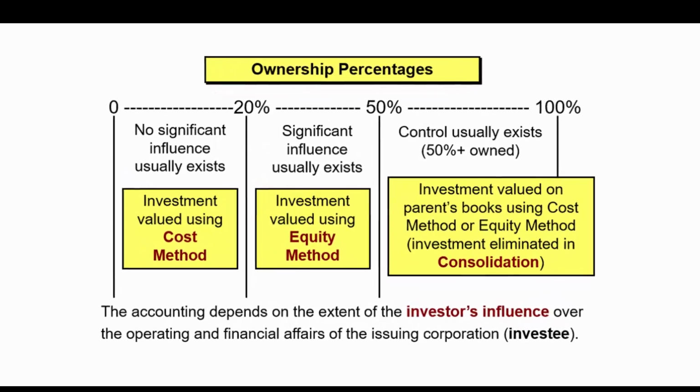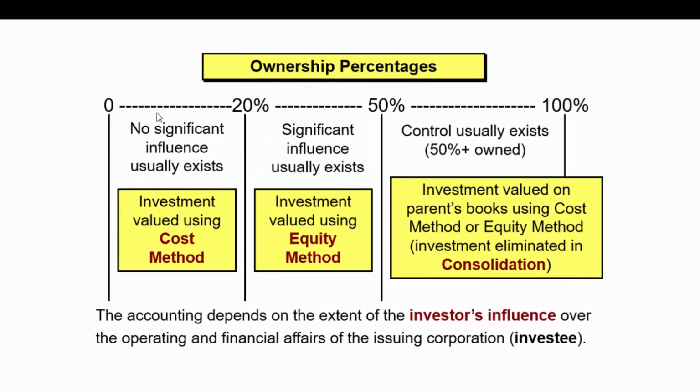So how we account for our stock investments depends on whether we own 0 to 20%, in which case we'll use either the cost method, the fair value method, or the fair value option, or whether we own 20 to 50%, in which case we'll use the equity method or the fair value option if we choose. Or if we're going to own between 50 and 100%, we're going to consolidate. We're going to combine our financial statements with that investee.